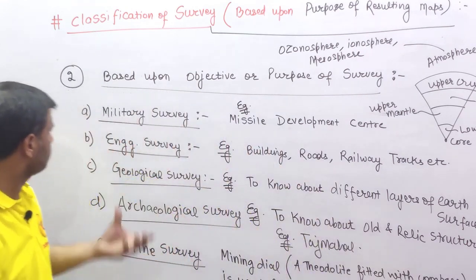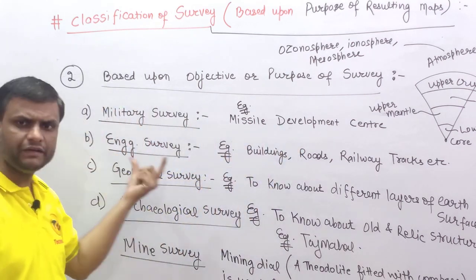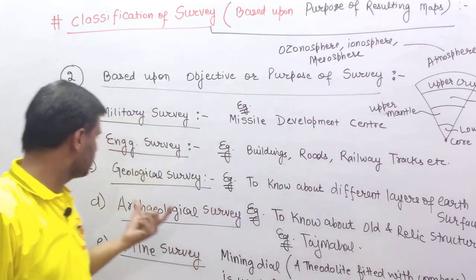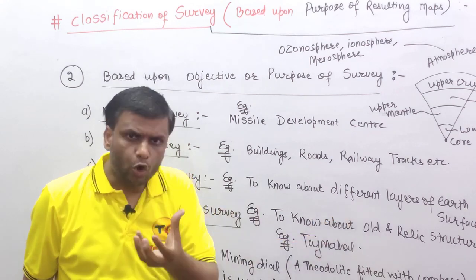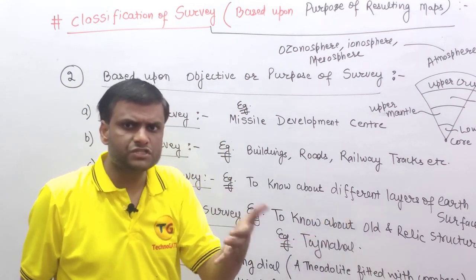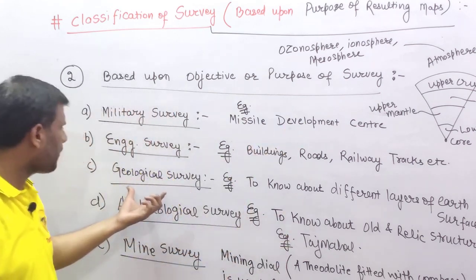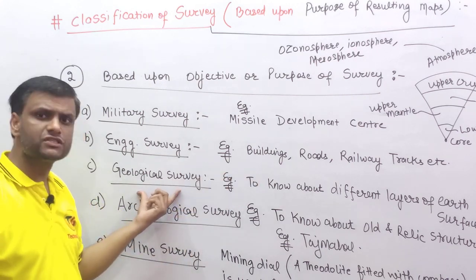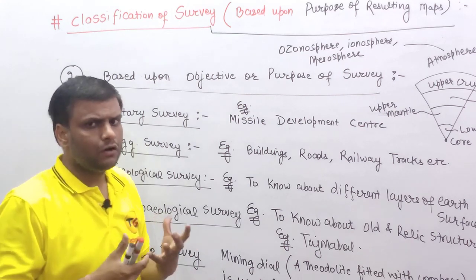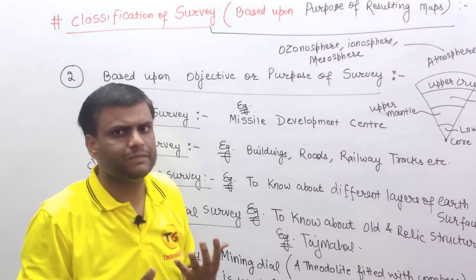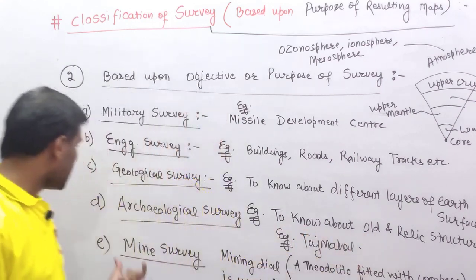So, if I am concluding, military survey, example is missile development center. Engineering survey, example is buildings, roads, railway tracks. Geological survey, to know about the different layers of earth surface. Likewise, core, inner crust, outer crust, inner mantle, upper mantle, atmosphere, each and everything. To know about all the layers, the survey performed is called the geological survey. Archaeological survey, to know about the different old and relic structures, example Taj Mahal, Qutub Minar, Charminar, each and everything. The survey performed is called the archaeological survey.